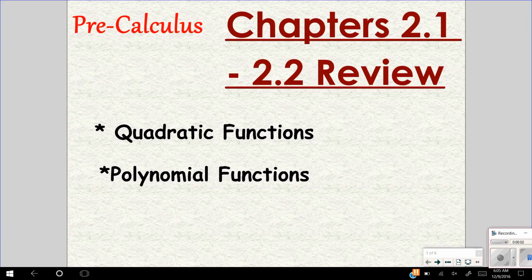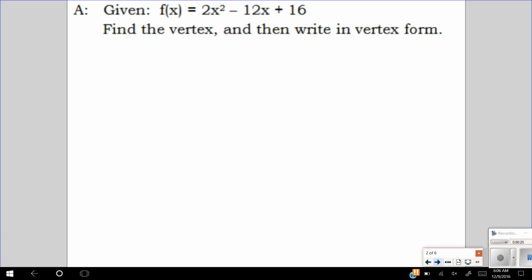Okay, good morning, guys. Today, what I'm going to do is quickly walk you through the four problems on the note sheet for the 2.1, 2.2 review. So, if you have any questions about those, make sure you're listening and taking notes. And then you can work on the 10 required homework problems. And then on Monday, we'll have the quiz on 2.1, 2.2. So, let's go ahead and get started with the first one.